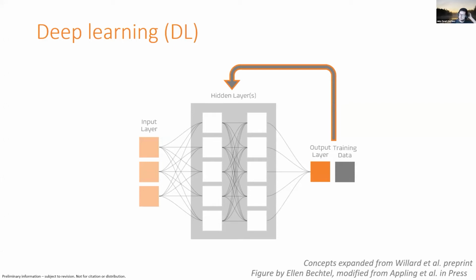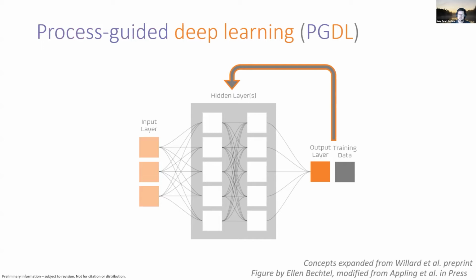So how do we do that? This is a generic description of a deep learning model. You have input layer, hidden layers, output layer, and then some training data that you want to train your deep learning model with. And scientific knowledge can be designed into deep learning models at many points in the model structure and along the model development process. So we call this process-guided deep learning. The process-guided part is going to be in purple, the deep learning part will be in orange.